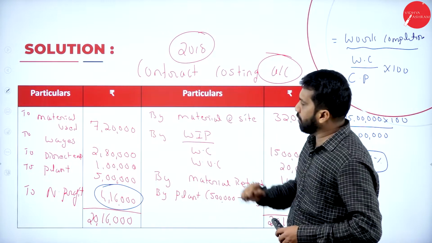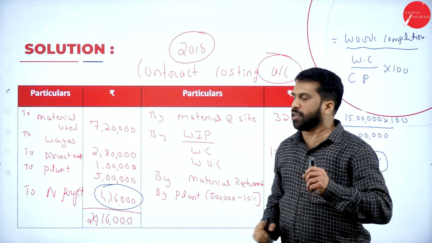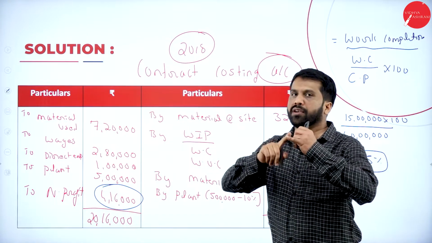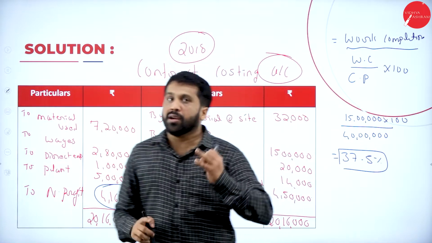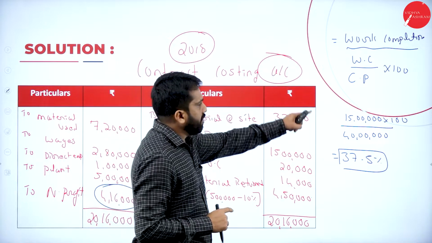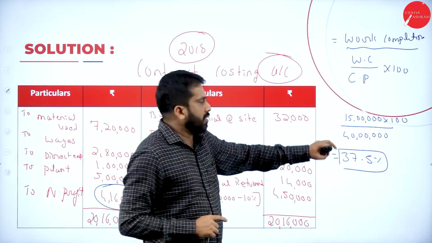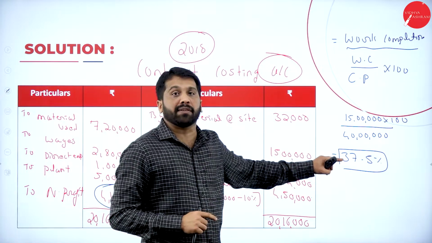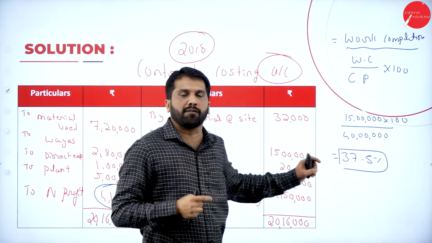2018. In the first year, do you have profit? Yes. First point. What is the second point? What is the work completion? If you do work completion, how much will you get? So you will get 37.5%.